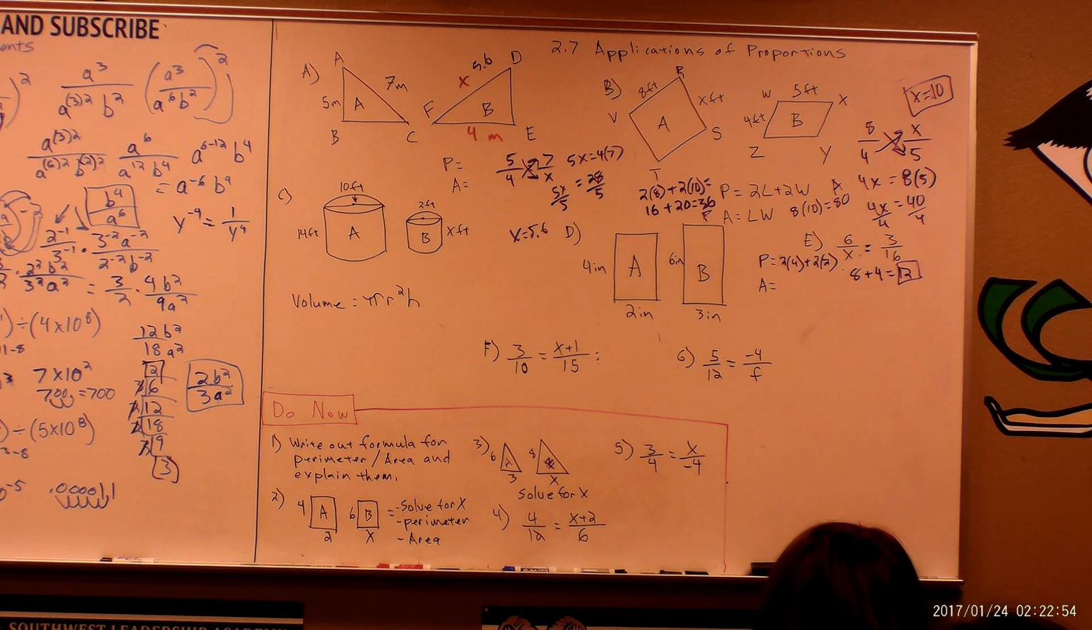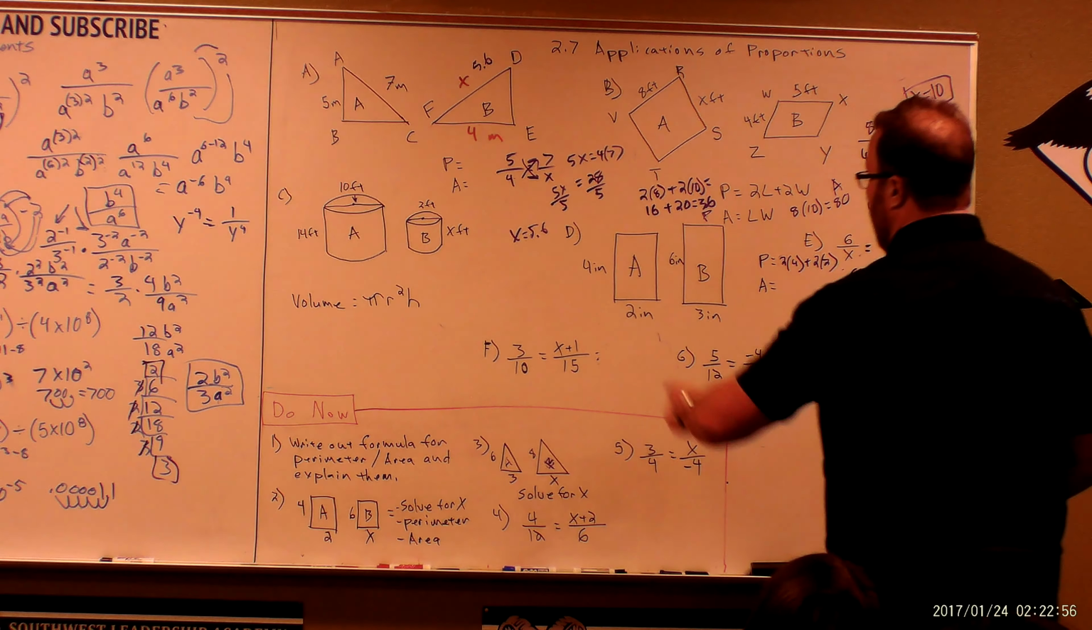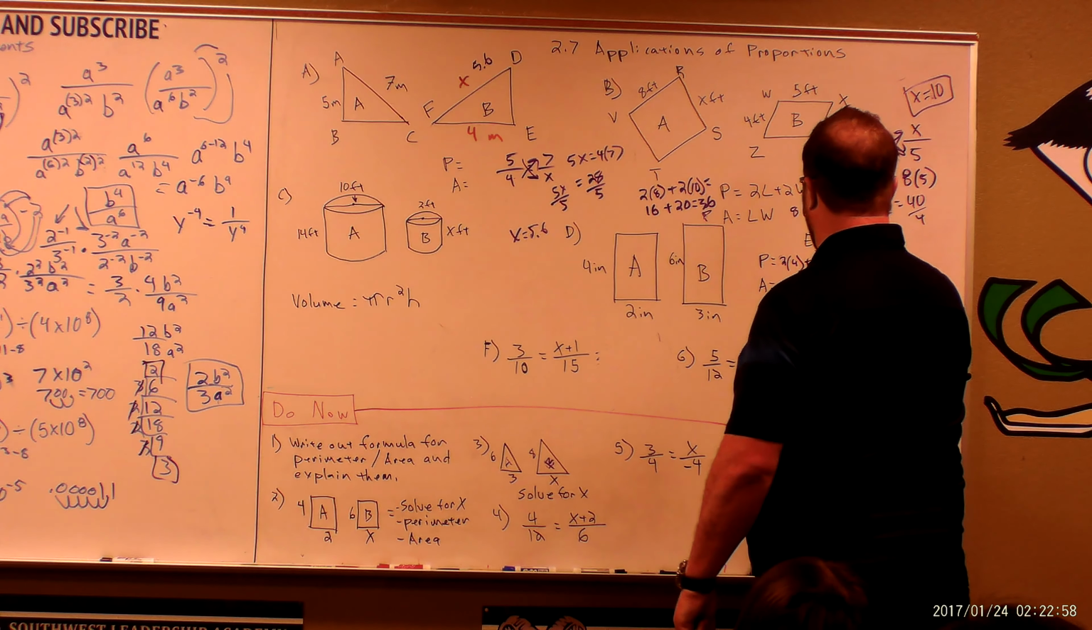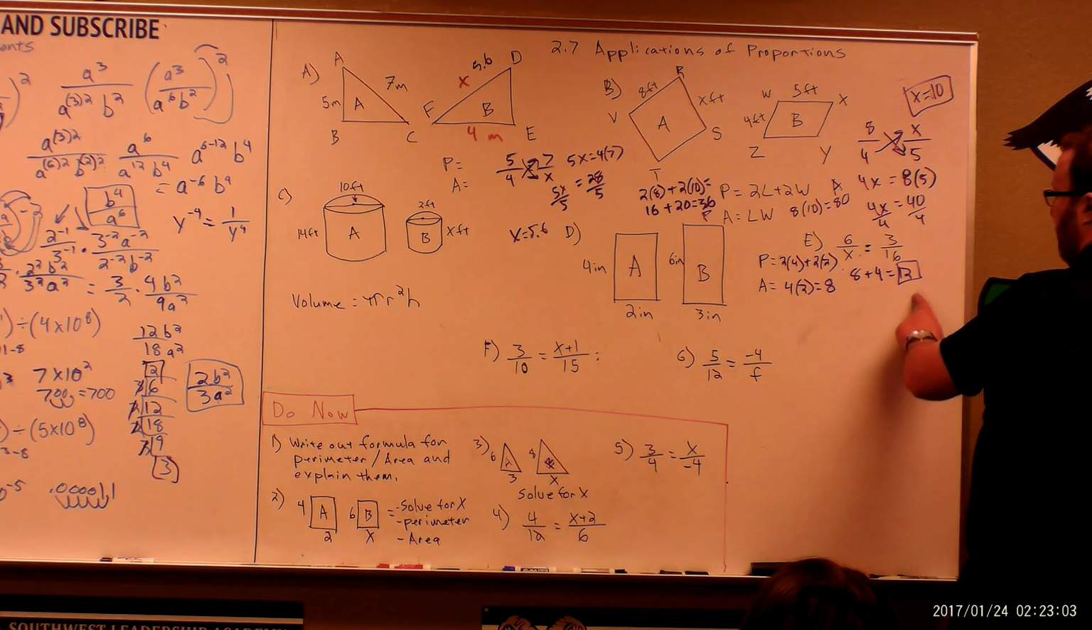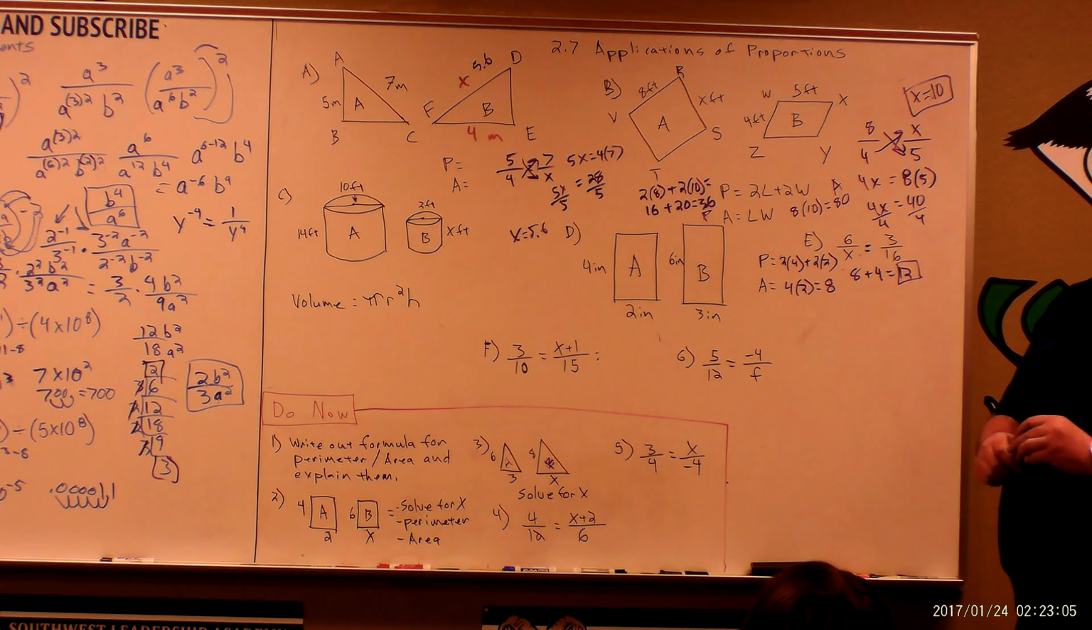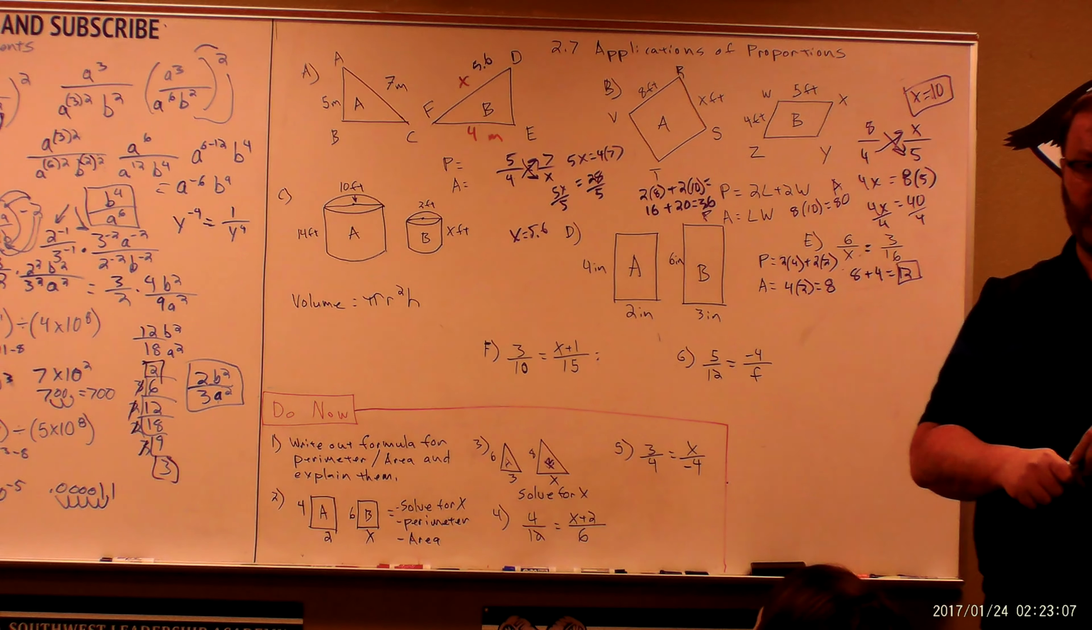Okay? Area is super easy, right? Yeah. It's just 4 times 2. So 4 times 2 is 8. So our area is 8 and our perimeter is 12. Any questions? Pretty easy, right?